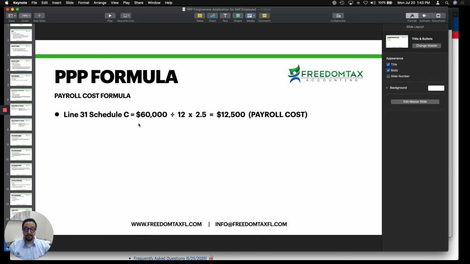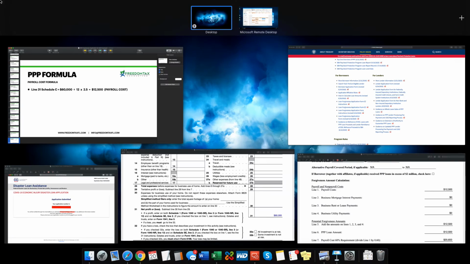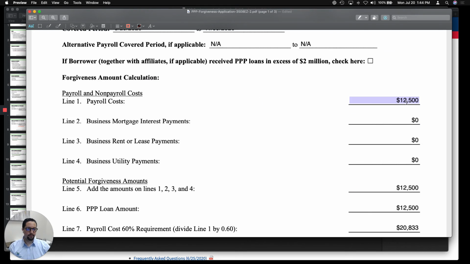Now you have to do this calculation with this line 31 of Schedule C. Don't just put your PPP loan amount, even though it should be the same number. Because remember, there are people who got more funds than they should have. You have to do this line 1 of payroll cost with whatever you have on line 31 on your Schedule C, divide by 12, multiply by 2.5. In this case, it is $12,500. So this is the number we put in line 1 as payroll cost.